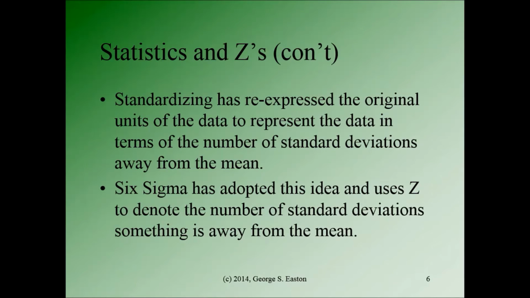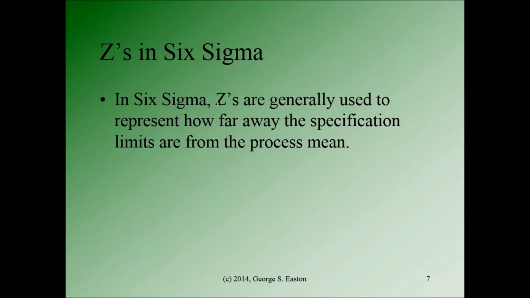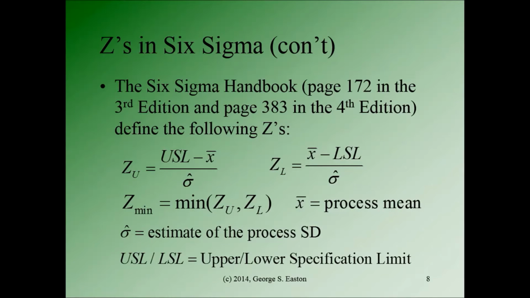Six Sigma has adopted this idea and uses Z to denote the number of standard deviations something is away from the mean. It's really looking at the units in terms of the number of standard deviations away from the mean. Specifically in Six Sigma, these Z's are generally used to represent how far away the specification limits are from the process mean. So what are the Z's in Six Sigma? Well, the Six Sigma handbook defines the following Z's.